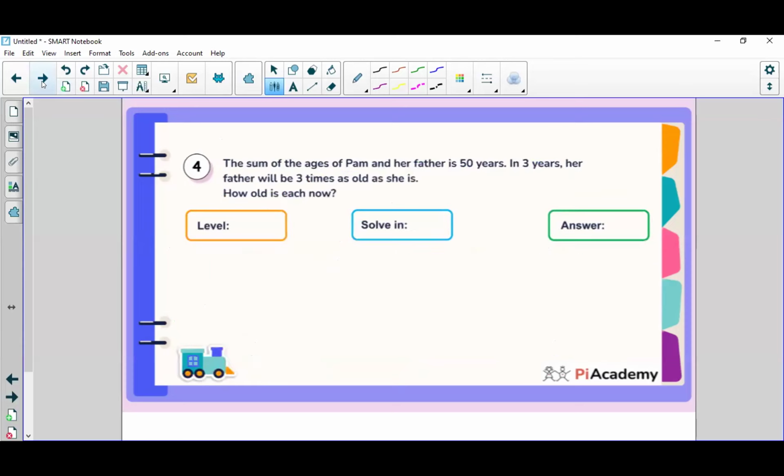The sum of the ages of Pam and her father. This is related to an age problem now. The key point here is the word sum, which means we will add somewhere. So the sum of the ages of Pam and her father is 50 years. In 3 years, her father will be 3 times as old as she is. So how old is each now? The sum of the ages of Pam and her father is 50 years.